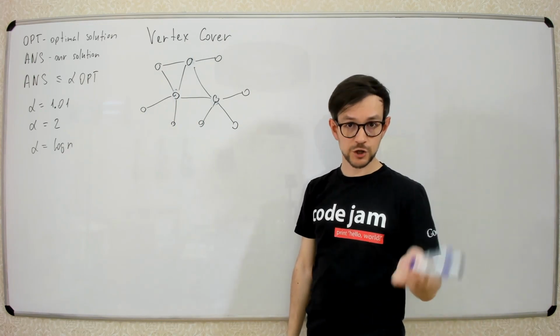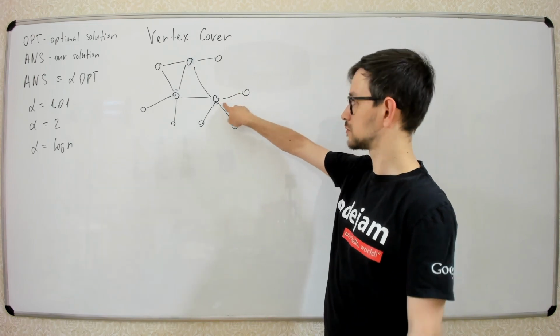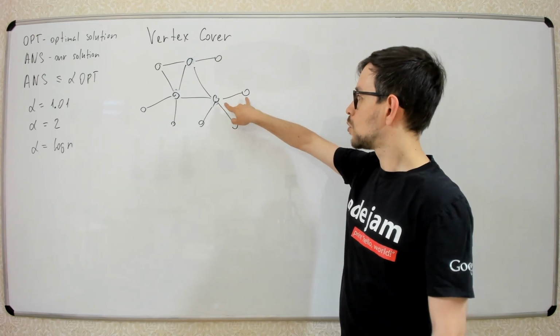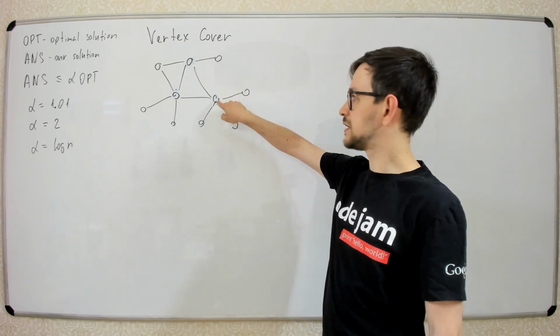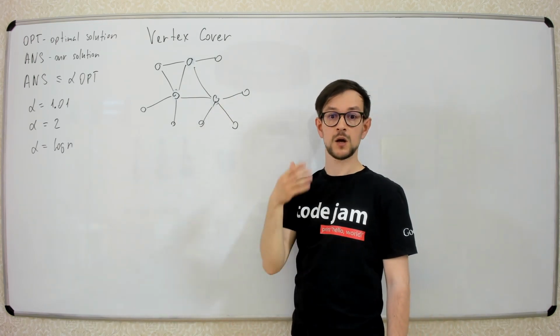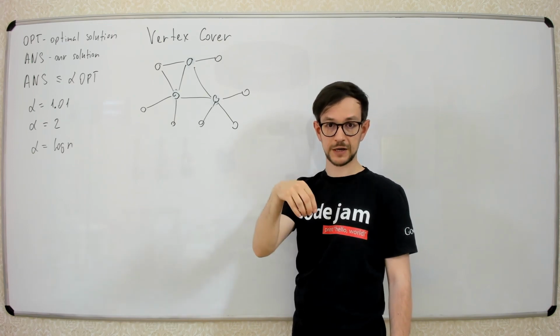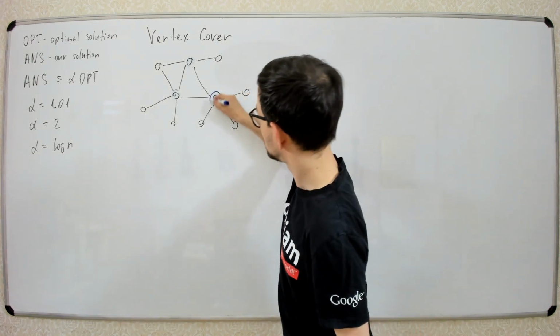Let's take any edge of the graph, for example, this edge. We need to cover this edge, so at least one of these ends must be in the vertex cover. What can we do? We can take both ends of this edge into our set. So let's mark both ends of this edge.